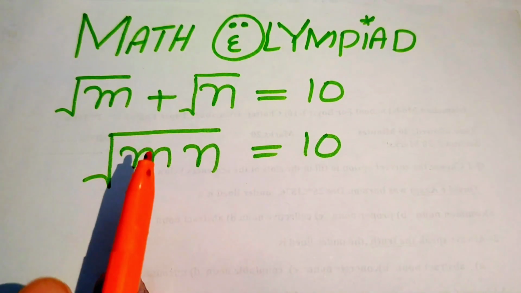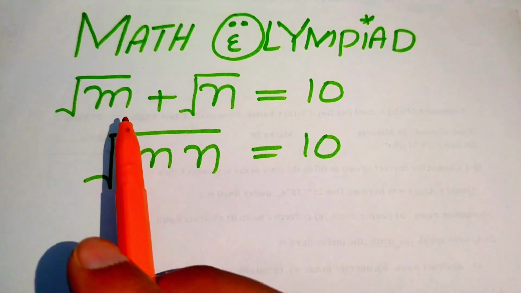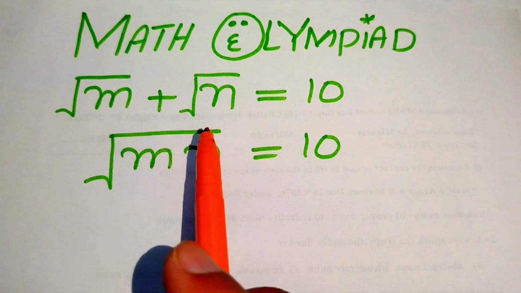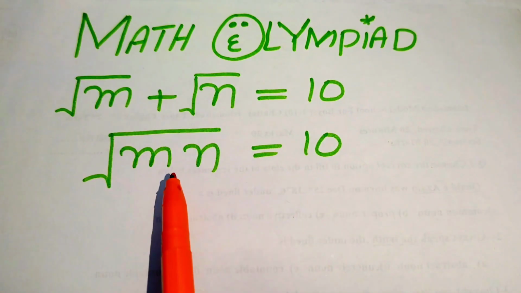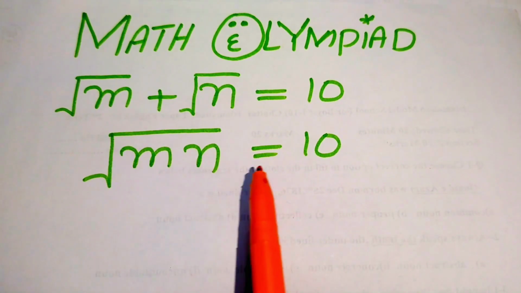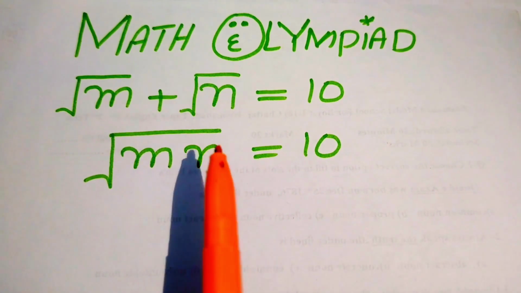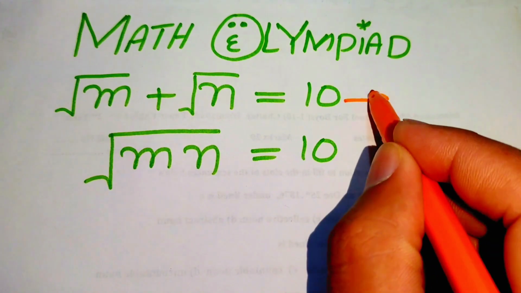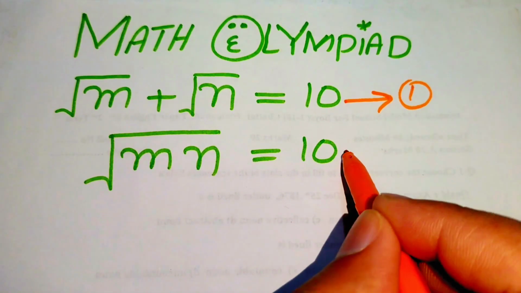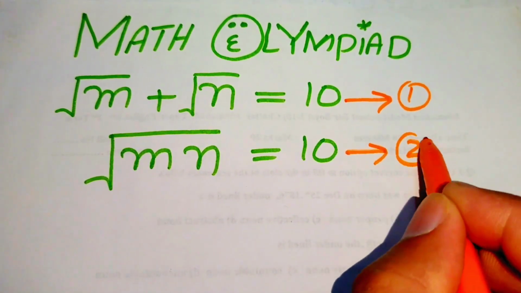Hello everyone, welcome to solve this math algebra problem. Here we have square root of m plus square root of n equals 10, and square root of m times n equals 10. Here we need to find the values of m and n. First we call this equation number 1 and this equation number 2.